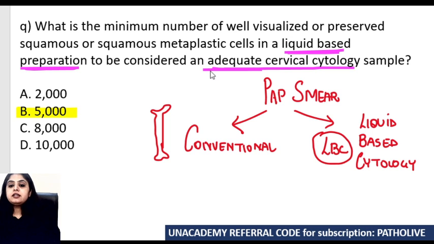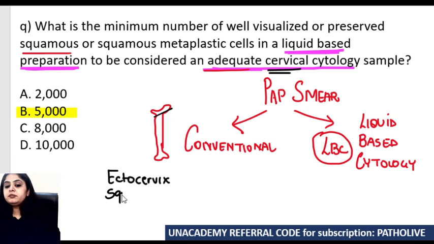So the adequacy criteria of how many cells minimum I should see for conventional and for LBC are different. When I'm dealing with cervix, I have two kinds of cells. One part of the cervix is known as the ectocervix. Ectocervix is made up of what cells? Ectocervix is made up of squamous epithelium. So one cell that I'll be seeing will be the squamous cells. The other cells that I see are the endocervical cells. That's the second population that I have to focus on.